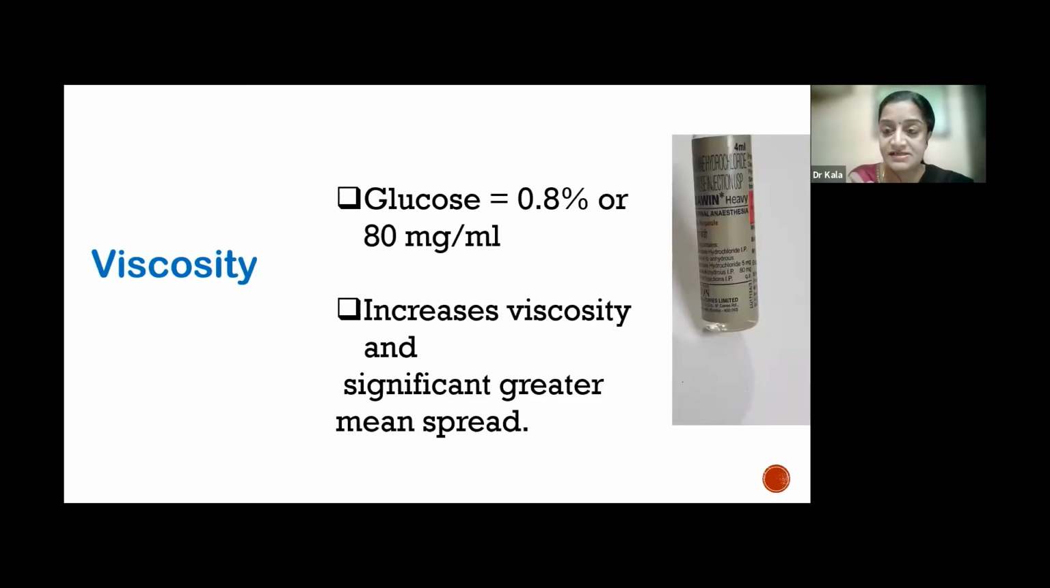Viscosity. Viscosity is decided by the glucose present in the LA solution. The routinely available hyperbaric or heavy bupivacaine solution contains 0.8% or 80 milligram per ml glucose, but for the LA solution to be hyperbaric, only 8 milligram is enough. So you have to keep this in mind. Increased viscosity means significantly greater mean spread.